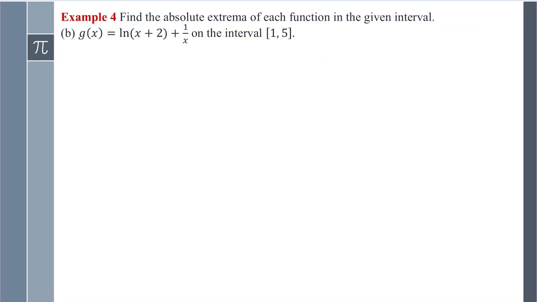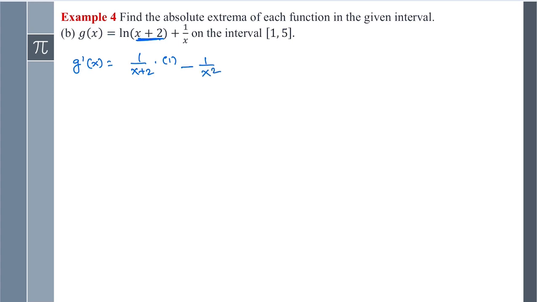So let's look at another example. Again, we are going to go ahead and find the derivative of this function first. G prime of x. So now we have to use the chain rule here. The derivative of natural log of x plus 2 is 1 over x plus 2 times the derivative of the inside function. In this case, it's just 1, right? And then the derivative of 1 over x is negative 1 over x squared.